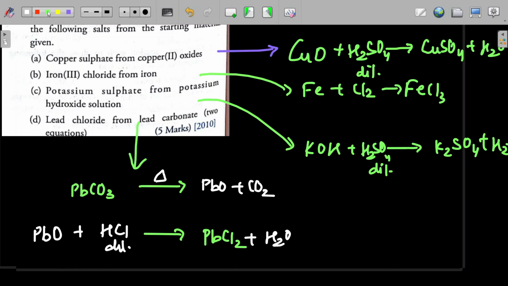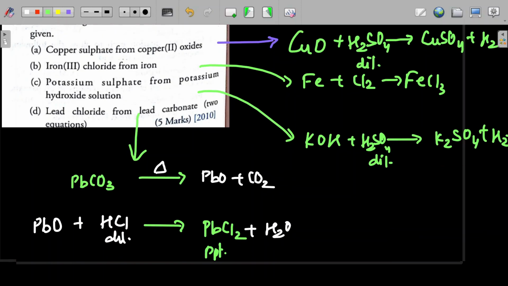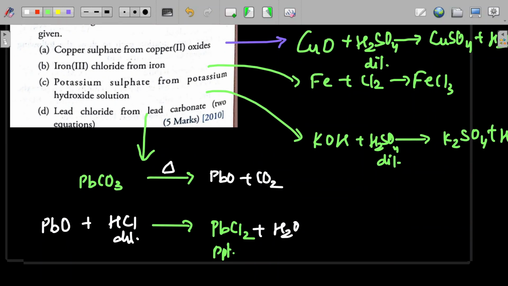Or if you want to use some other reaction, you can use one for the first step. Like if you add dilute nitric acid, you will get lead nitrate plus CO2 plus H2O. So lead nitrate you take, then you treat it with HCl dilute, or NaCl also. You will get lead chloride. Lead chloride is a precipitate, no? So you can do that. But I think a better option will be that, anyway this also works, no problem.